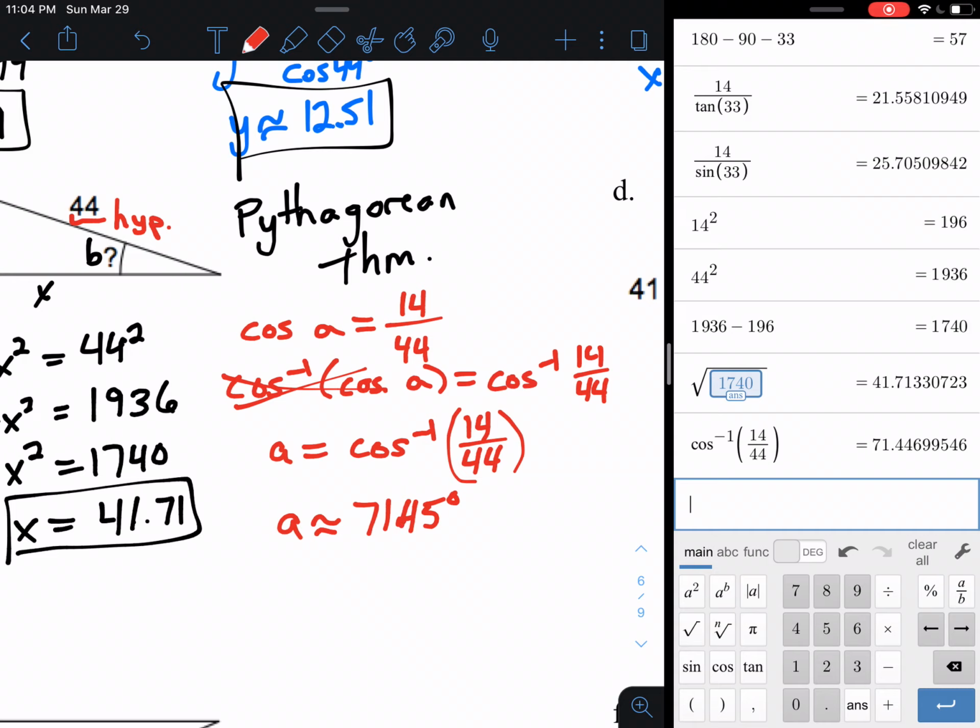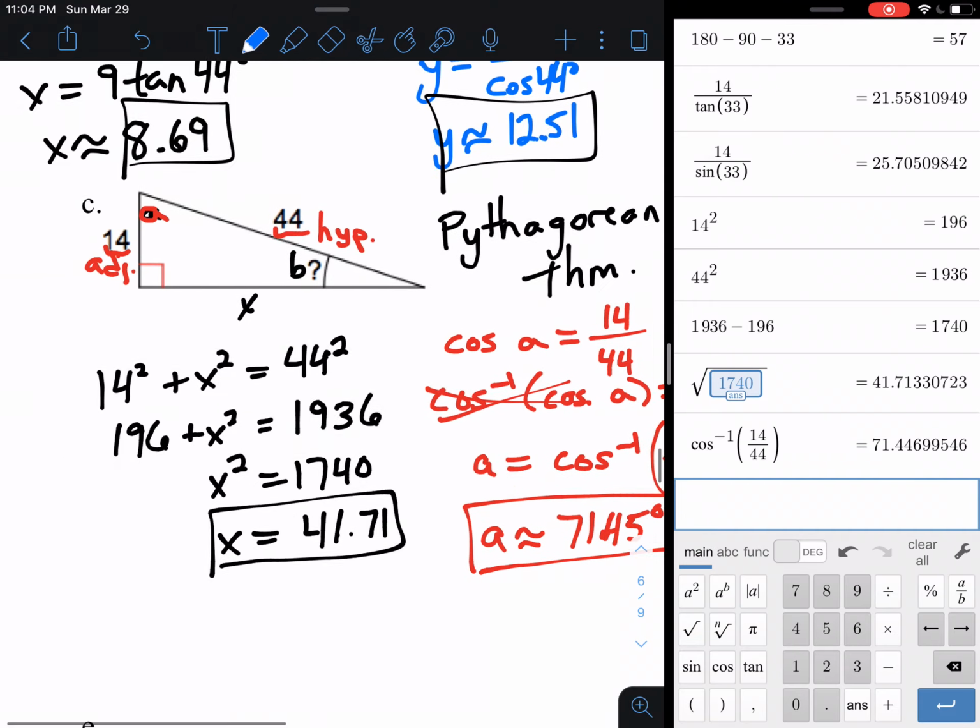On your graphing calculator, if you're using that, the button for inverse cosine is just right above cosine. So if you've been using that cosine button, just hit second cosine. That'll get you the cosine -1 button, and that's how you'll get your inverse cosine. Let's do that again here.